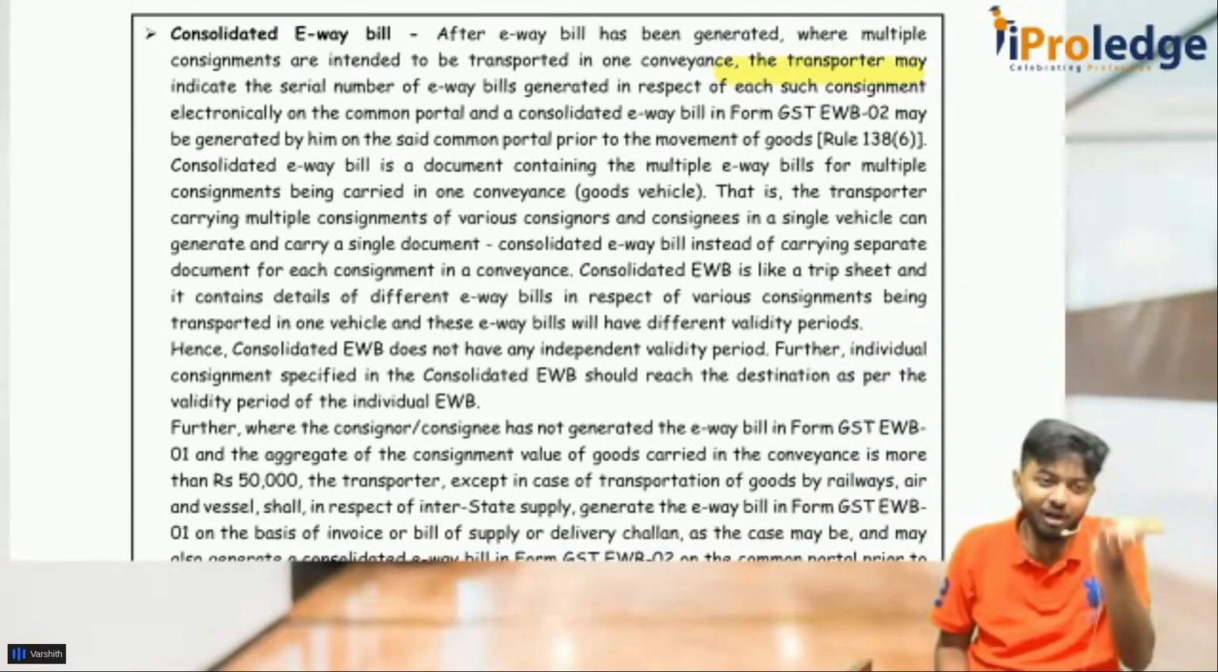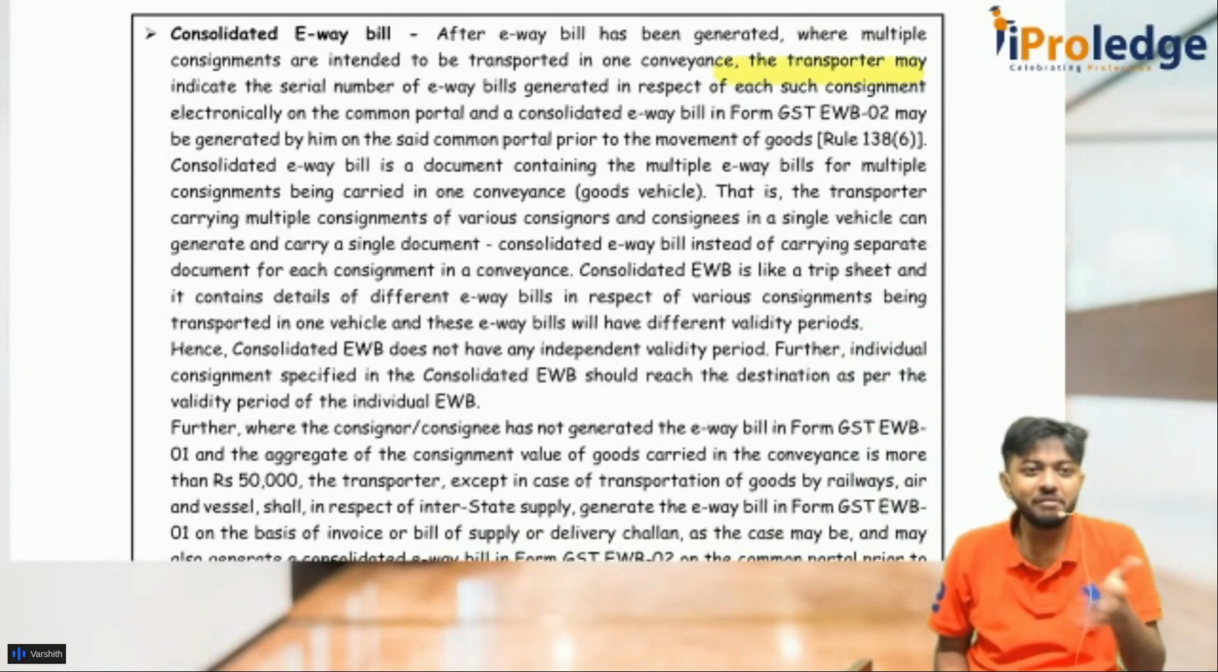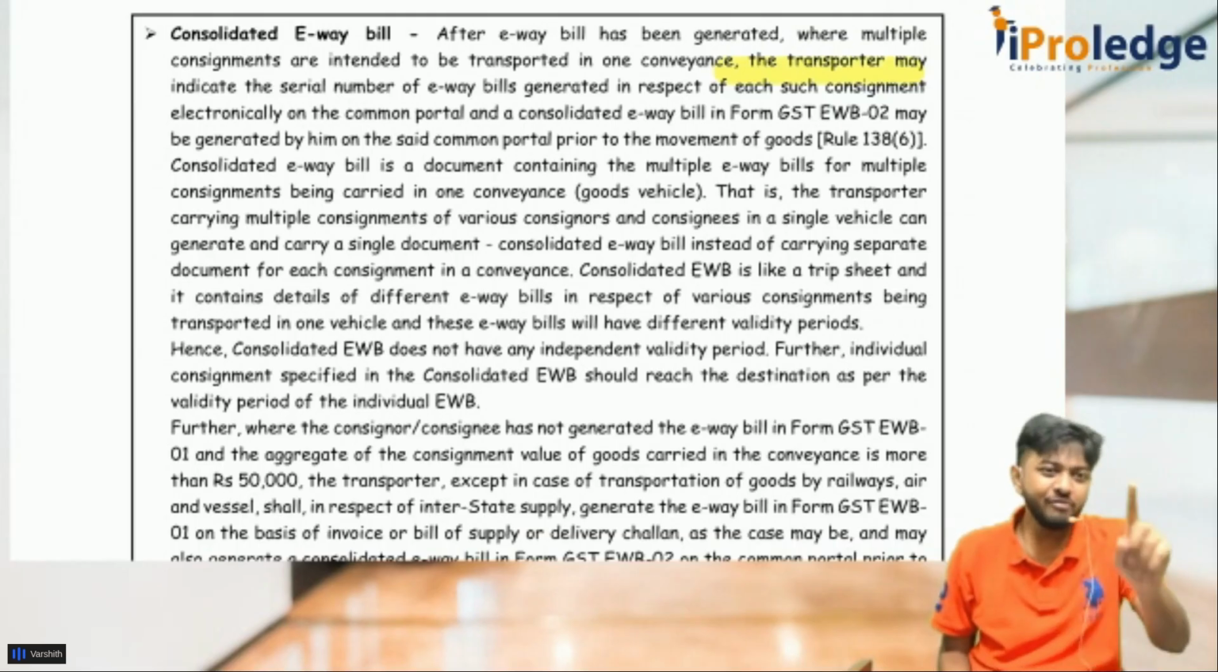It is not his liability to generate the e-way bill, but still he is doing it. So why give him the problem of generating each and every e-way bill for each and every consignment? So for him, we are giving this benefit.